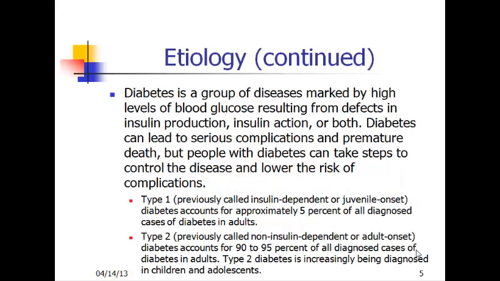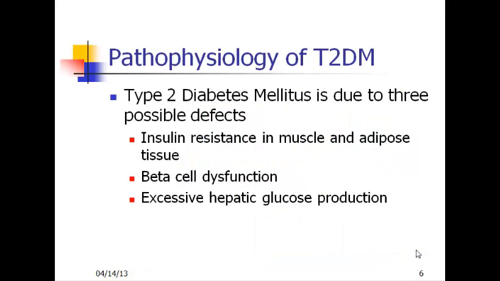Diabetes is a group of diseases marked by high levels of blood glucose resulting from defects in insulin production, insulin action, or both. Diabetes can lead to serious complications and premature death, but people with diabetes can take steps to control the disease and lower the risk of complications. There are 2 types. Type 1, previously called insulin-dependent or juvenile onset, accounts for approximately 5% of all diagnosed cases of diabetes in adults, and type 2, previously called non-insulin dependent or adult onset, accounts for 90 to 95% of all diagnosed cases of diabetes in adults. Type 2 diabetes is increasingly being diagnosed in children and adolescents.